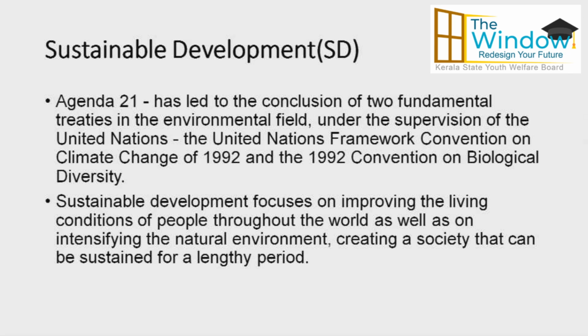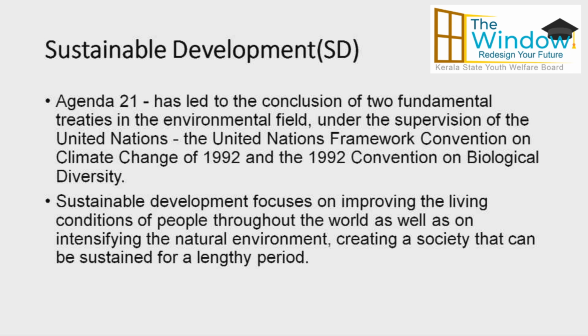The Sustainable Development Agenda, that is Agenda 21, has led to the conclusion of two fundamental treaties in the environment field under the supervision of the United Nations: the Framework Convention on Climate Change of 1992 and the 1992 Convention on Biological Diversity.